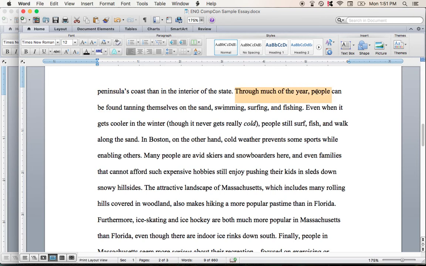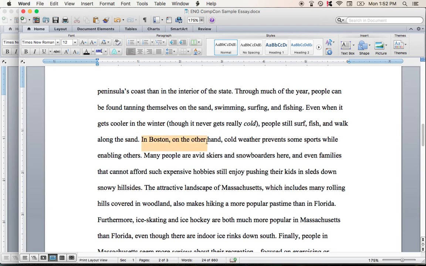Through much of the year, people can be found tanning themselves on the sand, right? They're laying in the sun to get darker. This is, especially white people. Swimming, surfing, and fishing. So here we have some examples of the outdoor activities that people in South Florida enjoy. Even when it gets cooler in the winter, though it never gets really cold, people still surf, fish, and walk along the sand. Even if they aren't lying in their bathing suits in the sun, tanning, even if they aren't swimming, they still like to go down to the beach and do things like surf and fish and walk.